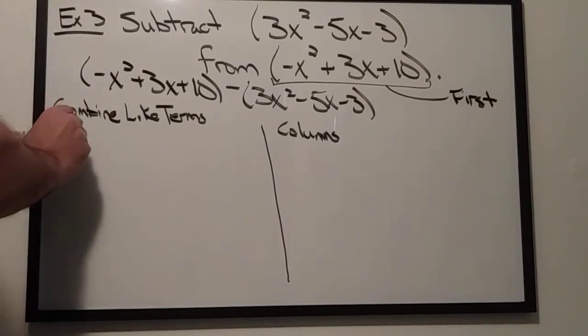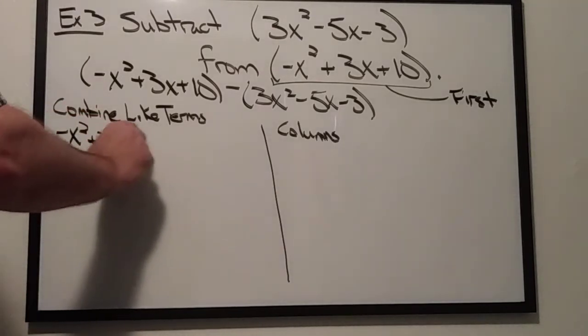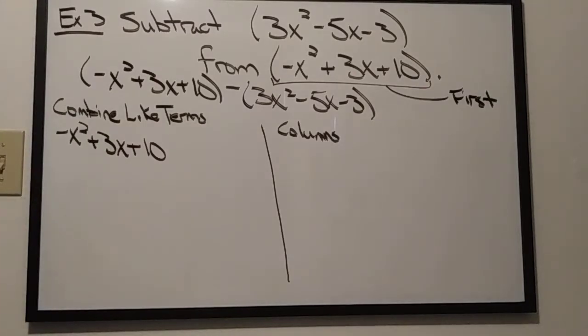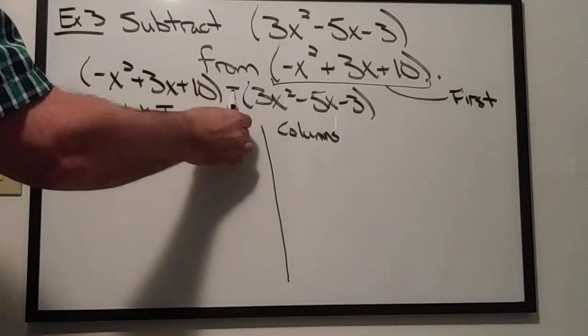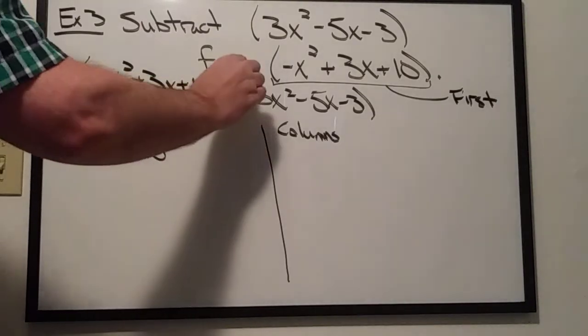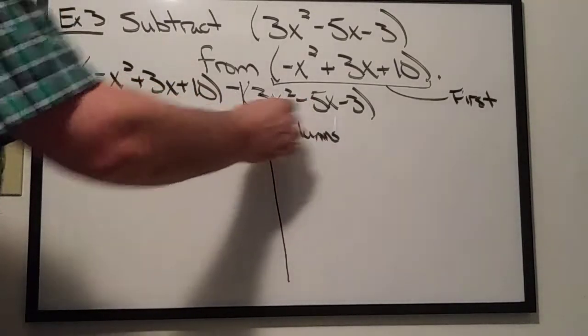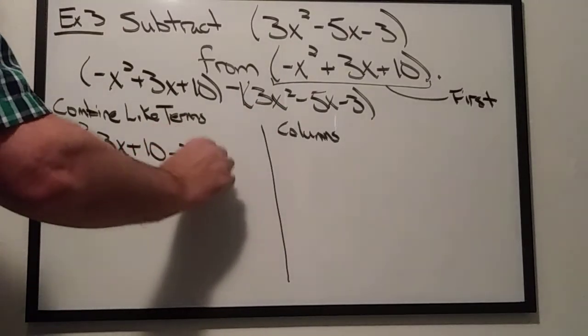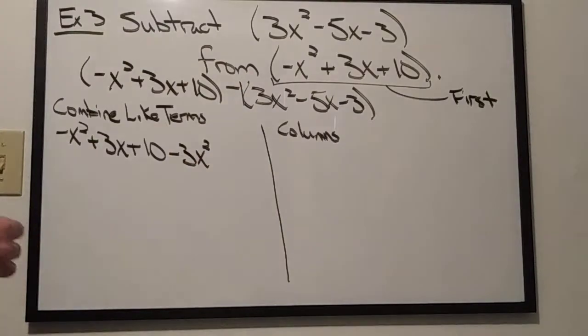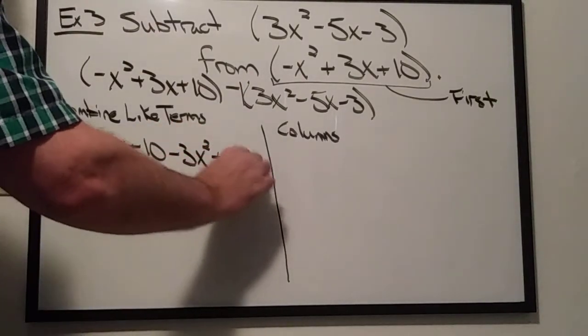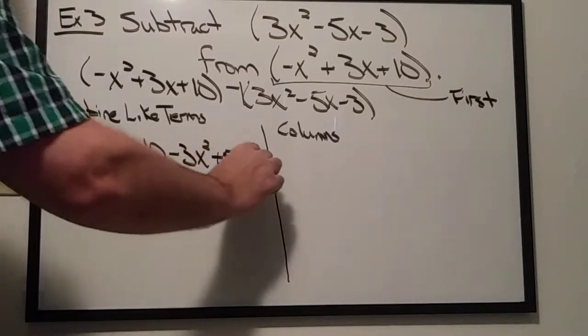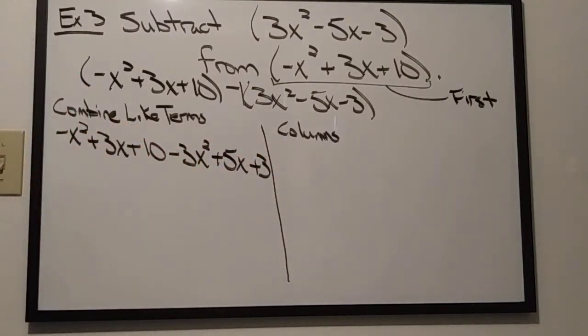So in order to combine like terms on this problem, I'm going to write down my first polynomial without any changes. So there we have negative x squared plus 3x plus 10. And then remember that when we look at this negative here, we can think about that as a negative 1, and we can distribute that negative 1 through to each and every one of those terms in the second polynomial. So negative 1 times a positive 3x squared is going to be a negative 3x squared. Negative 1 times a negative 5x is going to be a positive 5x. Negative 1 times negative 3 is going to be a positive 3. So now that we have this, we can go ahead and combine like terms.